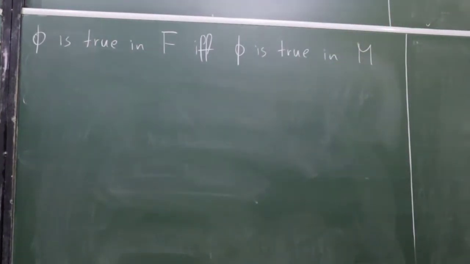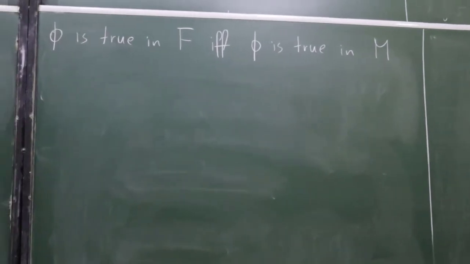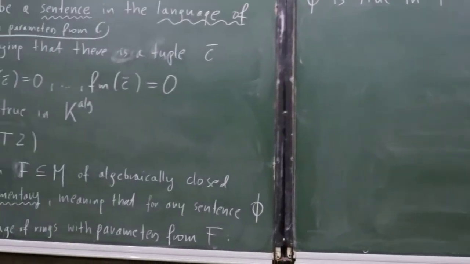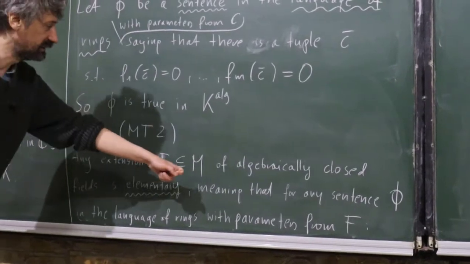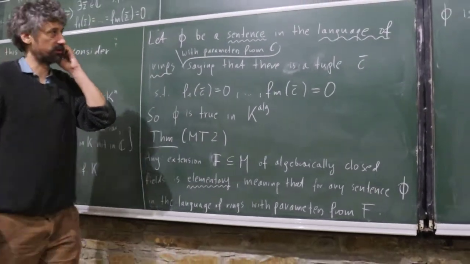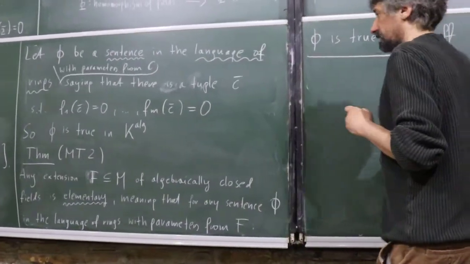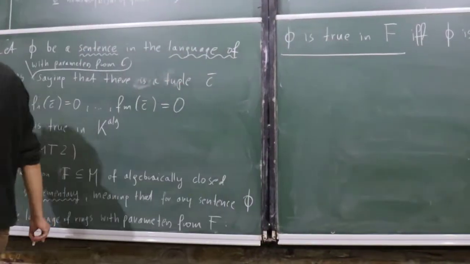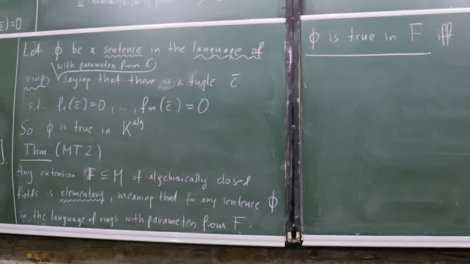Okay, so in extensions of algebraically closed fields, all sentences using parameters from the smaller one are true here if and only if they are true here. That is the second theorem we want to prove at some point. But now, if we use it, we are done.